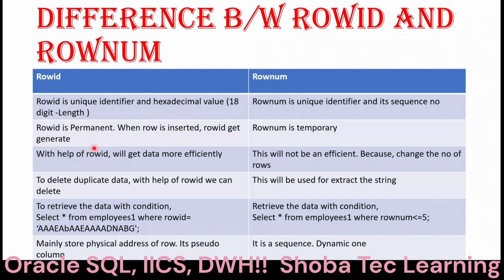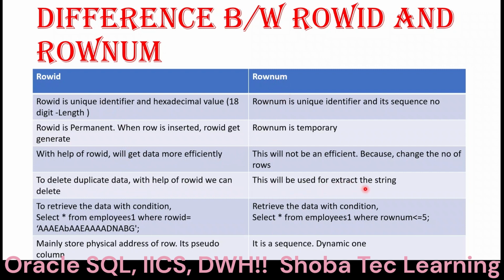With the help of row id, we can get the data in a more efficient way. But this will not be the correct way to get the actual record with row num, because it changes the number of the rows; it acts dynamically at runtime. Dynamic data we can get with row num. With the help of the row id, we already saw in our channel how to delete duplicate records. And also with the help of the row num, we can extract the string. That we also already saw in one session.